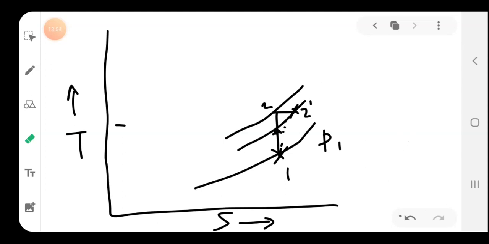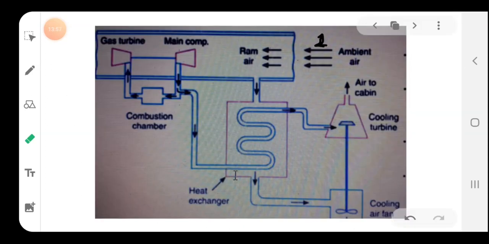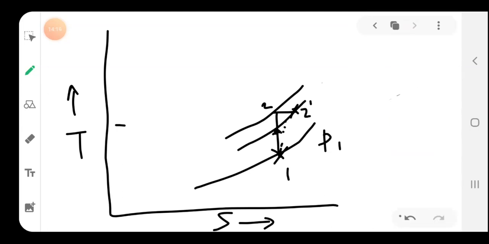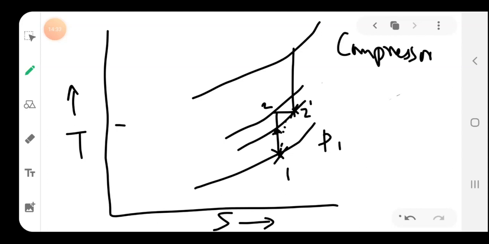So now it is at 2 dash. I will show this in my diagram here. So from 1 to 2, 2 dash. After this, what will happen? The compressor, it will undergo compression, 2 dash to some 3 dash. Ideal will be 3, actual will be 3 dash. From 2 dash, it gets compressed to some higher pressure, the main compressor pressure. So this will be 3.